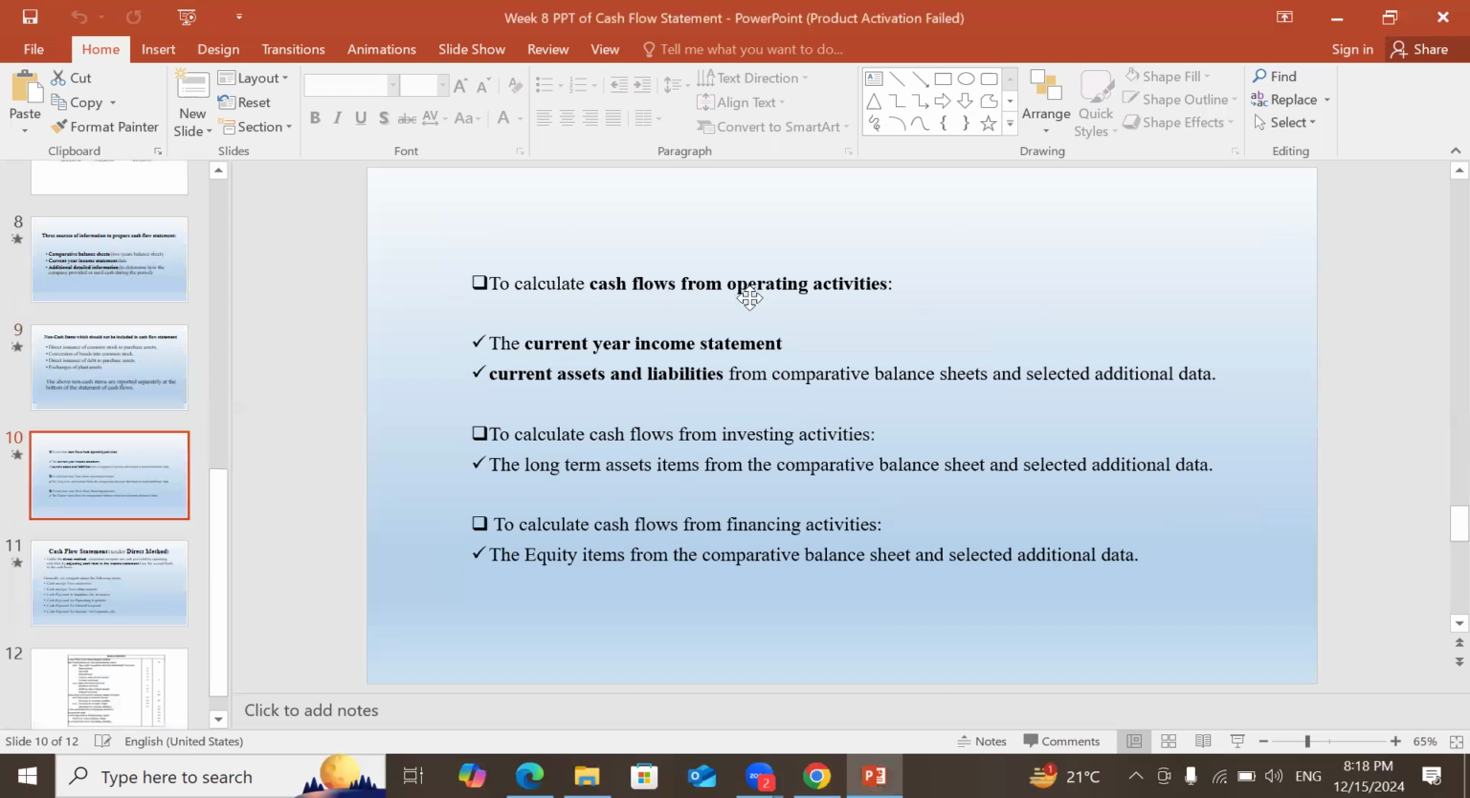To calculate the cash flow statement, operating activities: how do we calculate? You consider the current year income statement to calculate the operating activities, along with current assets and current liabilities from the comparative balance sheet and selected additional items or adjustments. You compare these, and then you may get the operating activities. To calculate the cash flow from investing, you invest in fixed assets, in other projects like this. Financing I have already discussed.